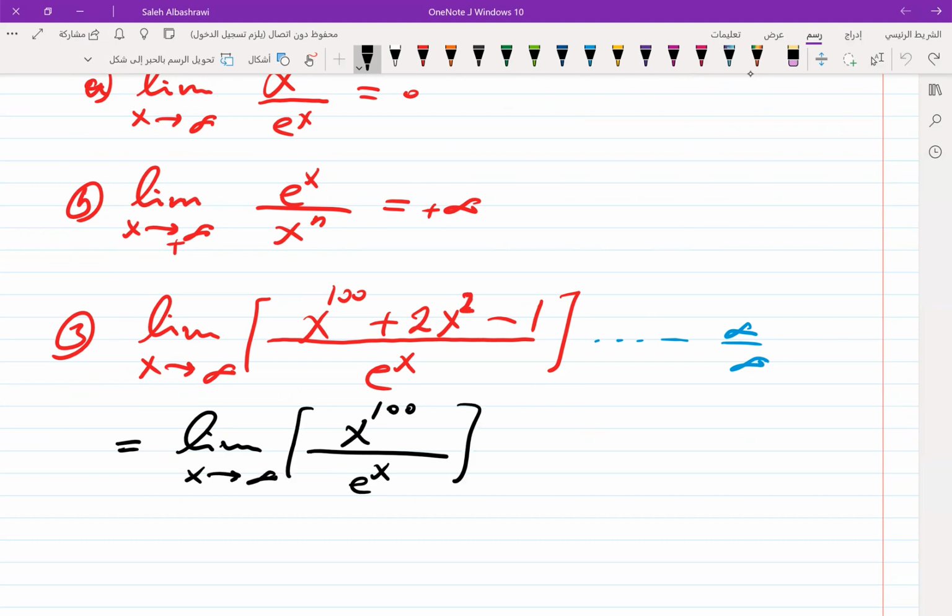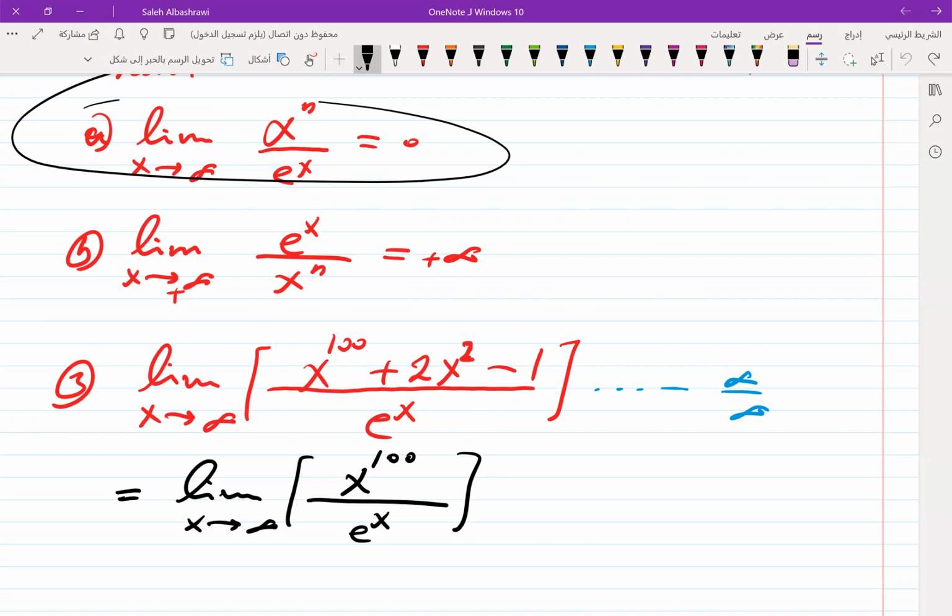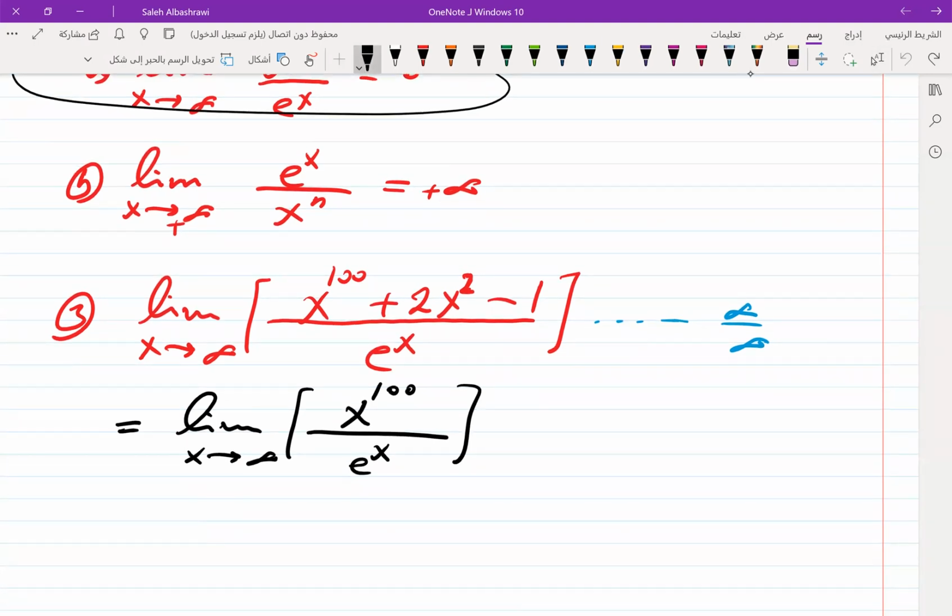The limit of the polynomial is equal to the limit of the highest power. So this can be written as the limit of x to the power 100 divided by e to the power x. Now if we go back to the first part in the growth expression, the limit of x to the power n divided by e to the power x as x goes to infinity is equal to 0. So this is equal to 0.